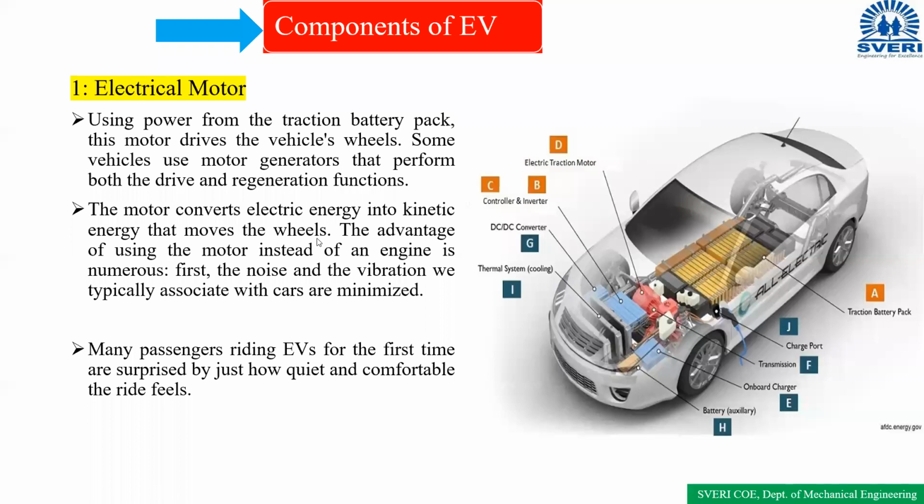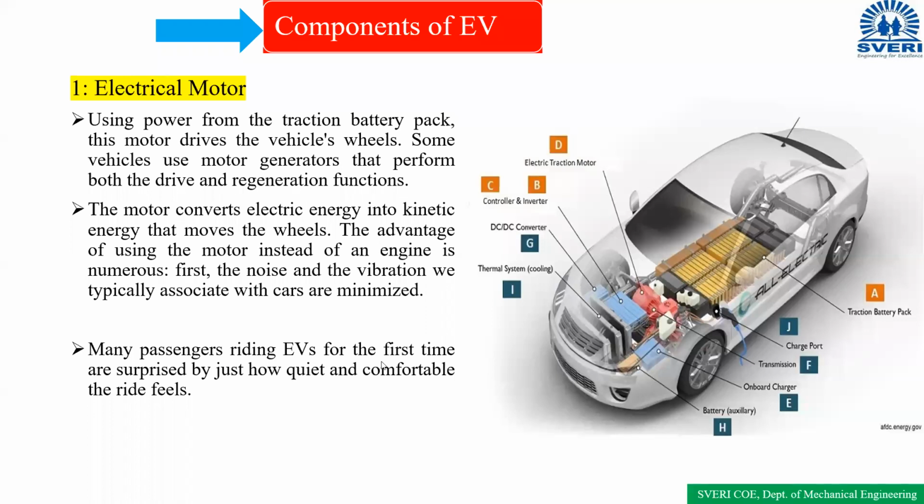Already we know the function of the electrical motor: it converts the electrical energy into mechanical energy. The electrical motor shaft is mechanically coupled with the mechanical transmission system. Due to this, when the electrical motor rotates, the vehicle also moves in the forward or reverse direction based on the direction of the motor. So the function of the electrical motor is to convert electrical energy into mechanical energy to drive the vehicle.